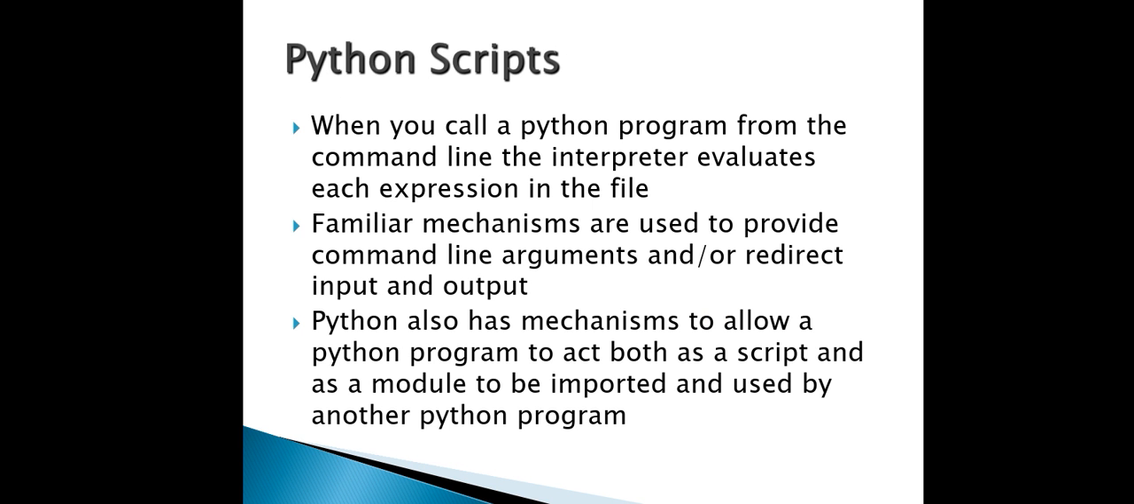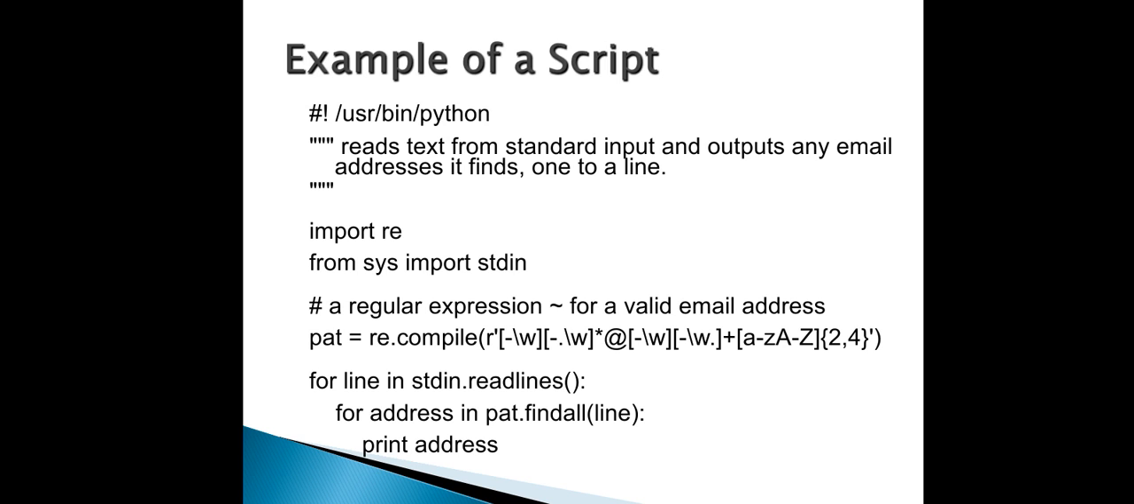Python scripts. When you call Python programs from the command line, the interpreter evaluates each expression in the file. Familiar mechanisms are used to provide command line arguments and redirect input and output. Python also has a mechanism to allow Python programs to act both as a script and as a module to be imported and used by another Python program. Examples of a script.